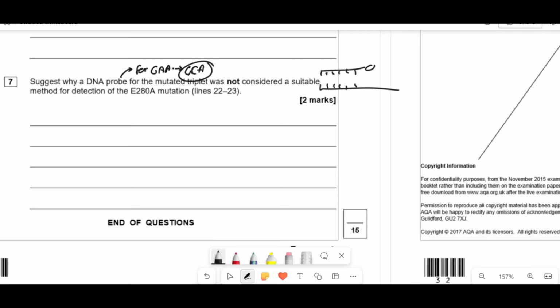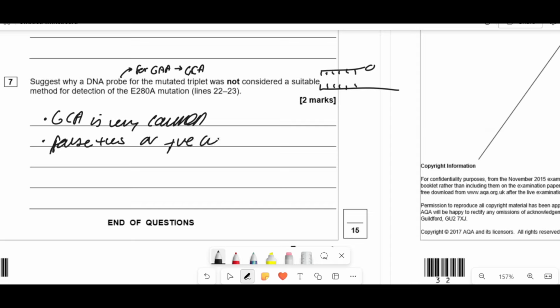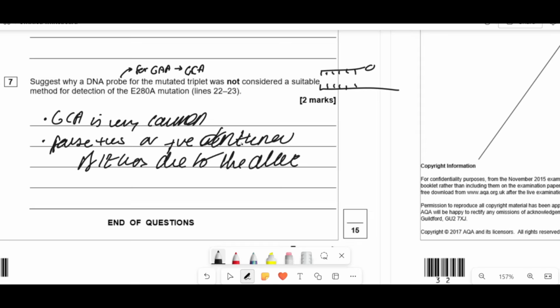GCA, dude. GCA is 3 bases. You're going to have that all over the place. GCA is very common. You don't need to have that knowledge in your head. It's 3 bases that come like that, so it's probably going to be a huge amount of those present. So you're probably going to get false positives, or if it was positive, you don't know if it was due to the allele. Because you could look anywhere in anybody's body and they're probably going to have GCAs there.